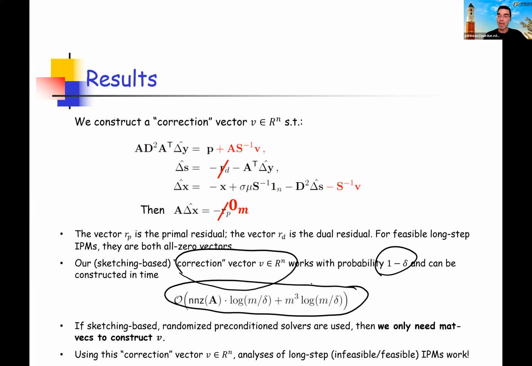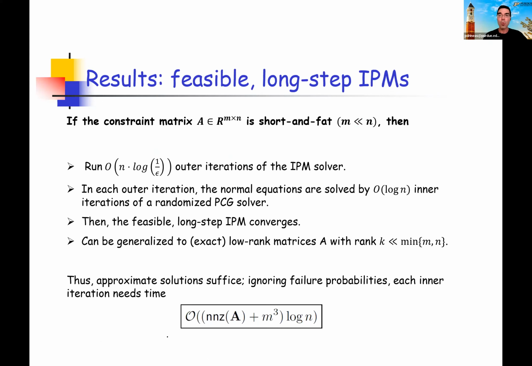For input matrices that are either tall and thin, short and fat, or exact low rank, in those three cases, we beat traditional approaches. For squarish or square constraint matrices A, we do not beat traditional approaches unless there is special structure, like they correspond to a Laplacian or something. And we were able to do that using only matvecs essentially, and using this correction vector, the long step feasible and infeasible IPMs work. I want to show one result here for feasible long step IPMs.